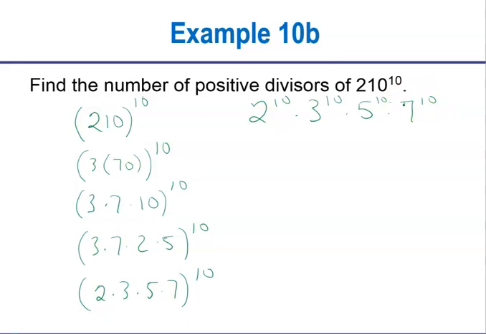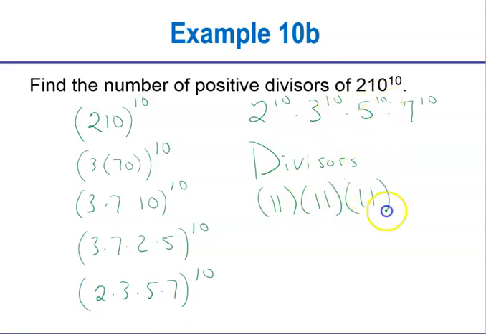Now, how many divisors are we going to have? Remember the rule, we add 1 to the exponents. So 10 plus 1 is going to be 11 for the 2. The 3 is also going to have 11 divisors. The 5 to the 10th is also going to have 11 divisors, and the 7 to the 10th is going to have 11 divisors. So this is 11 to the 4th divisors, y'all. That is a bunch of divisors.